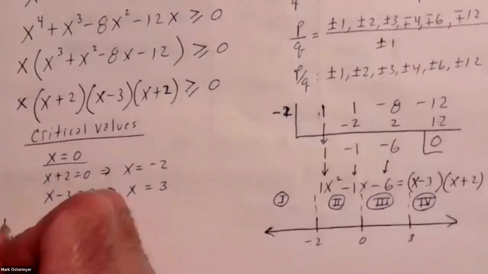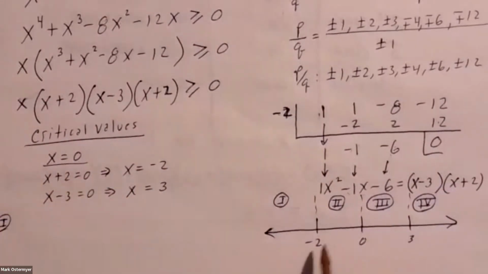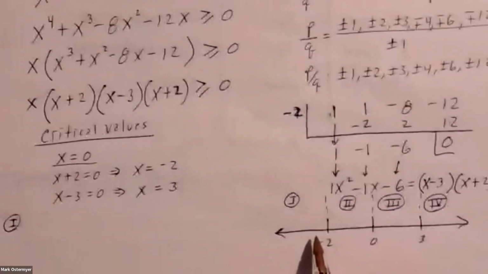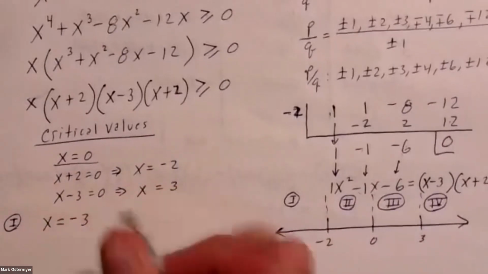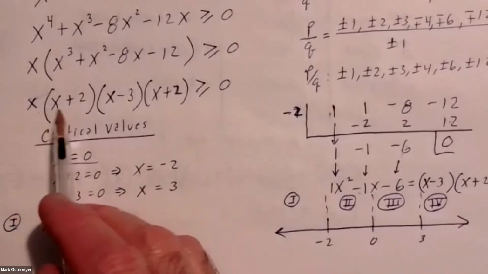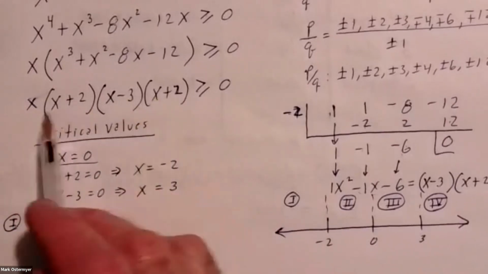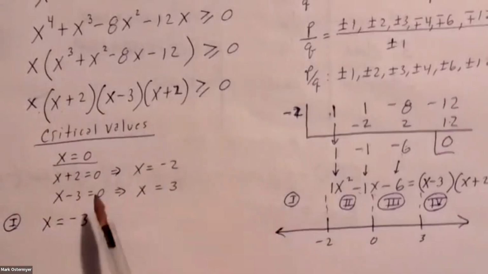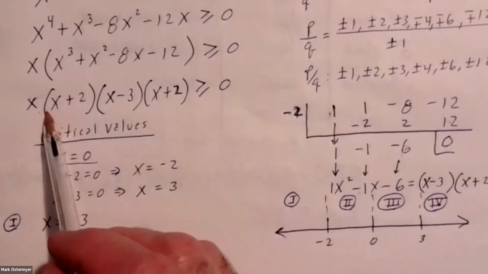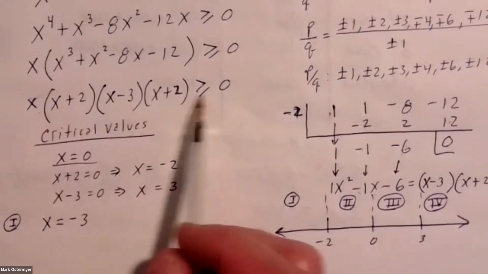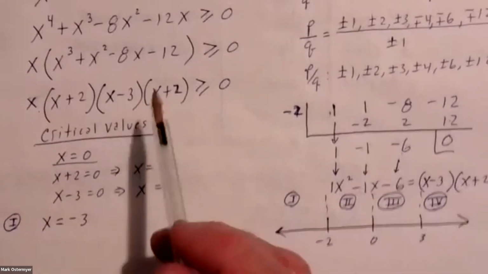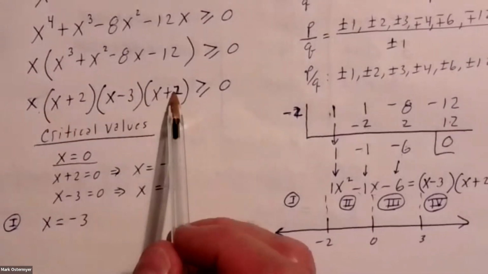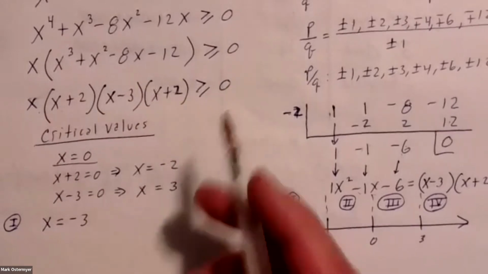All right, interval number 1. Give me a nice value less than negative 2. How about negative 3? Take negative 3 and substitute it in here, here, here, and here, and we have to verify if negative 3 is a solution to this inequality. Frankly, I don't care what the actual number amounts to on the left. I just care if the left is positive or negative because I'm comparing it to 0.